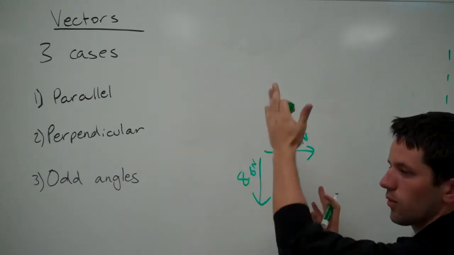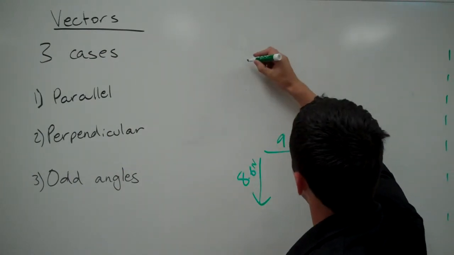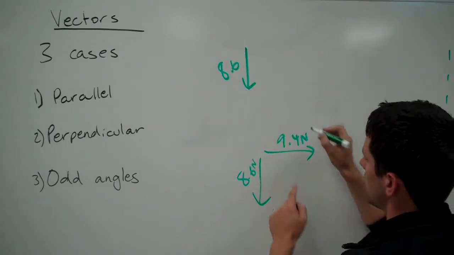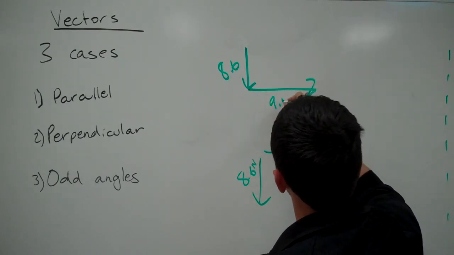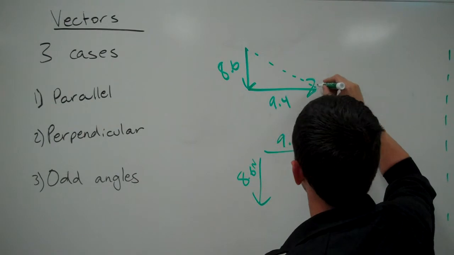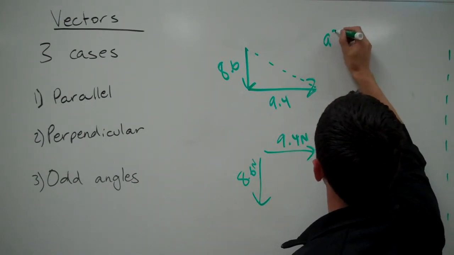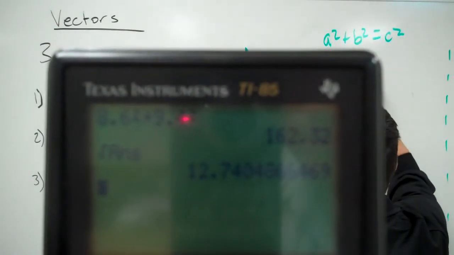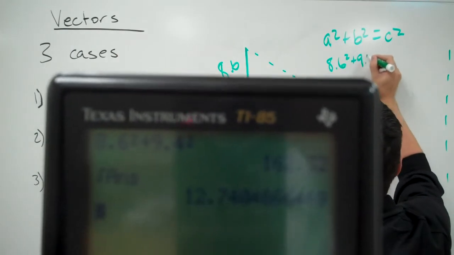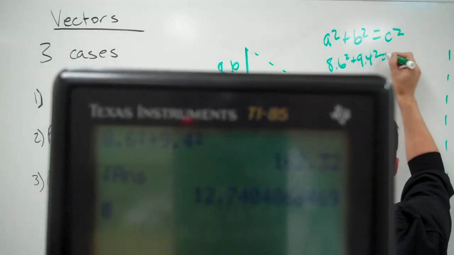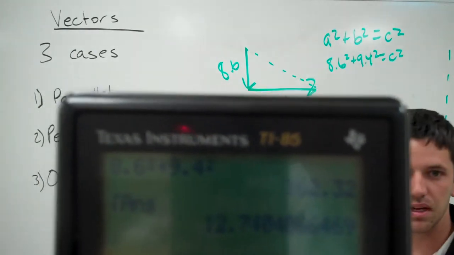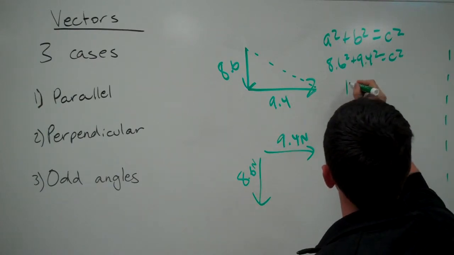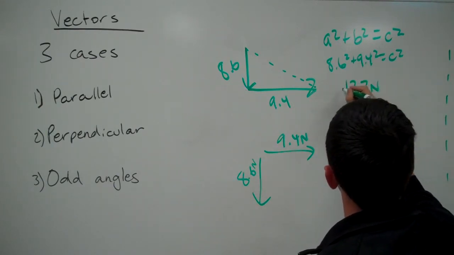So remember, there are two different ways you can set up this triangle. It doesn't matter which one you do. I'm going to set up the 8.6 first. The tip of this one hits the tail of that one, so that one is 9.4. So now I set this up, and I plug it into the Pythagorean theorem, which is a squared plus b squared equals c squared, which is 8.6 squared plus 9.4 squared equals c squared. Now we're going to plug it into the calculator. 12.7. We squared both of them, we square rooted it, and we get 12.7 newtons as c.